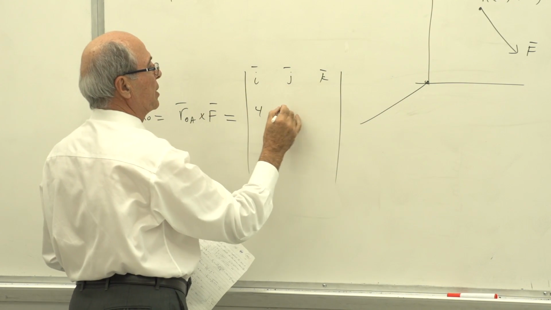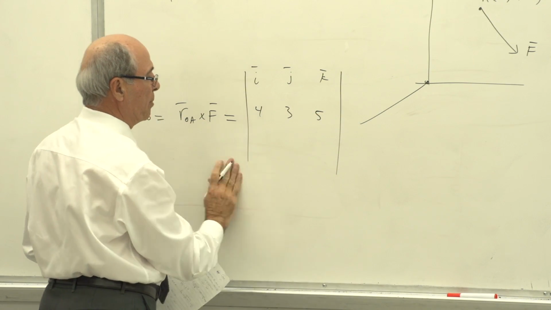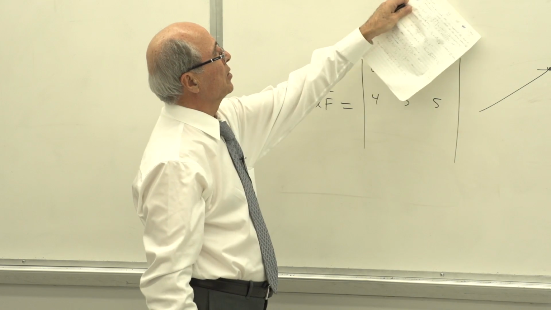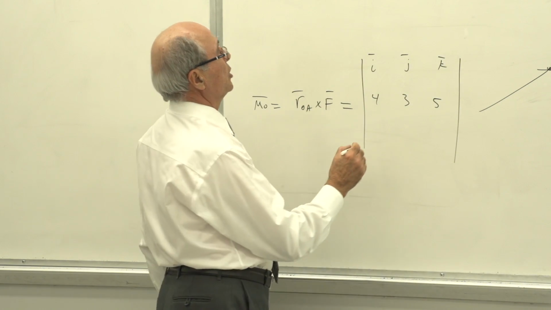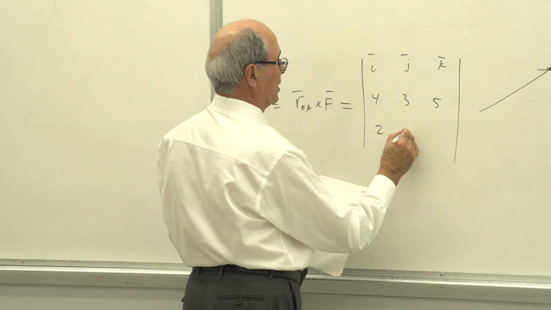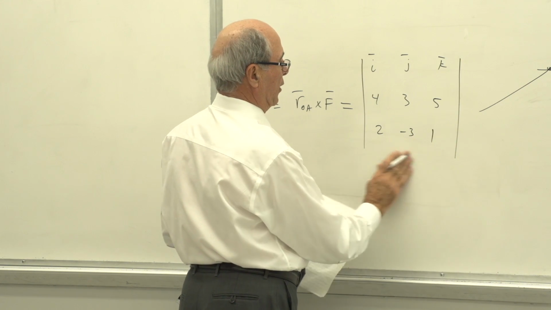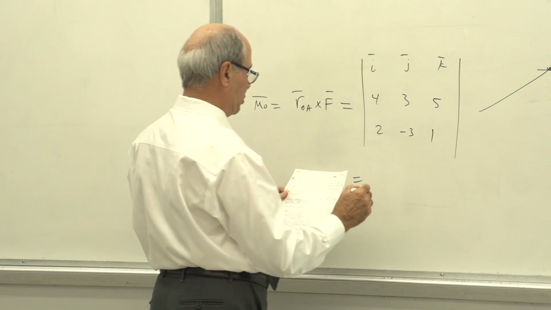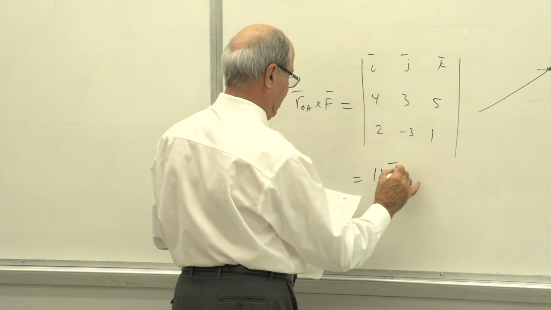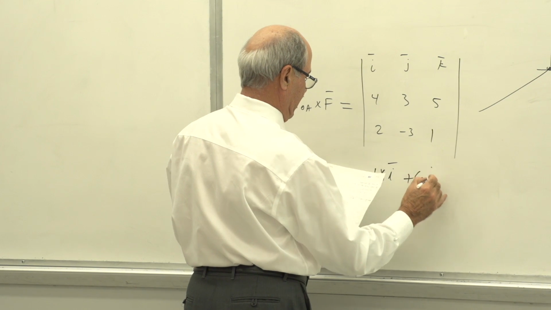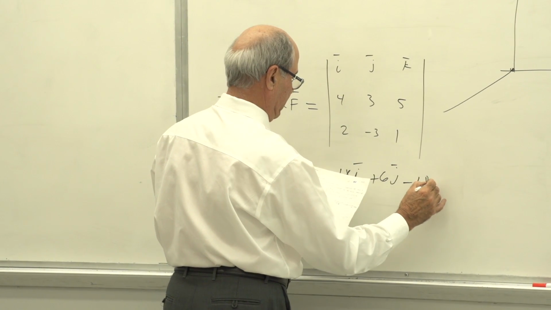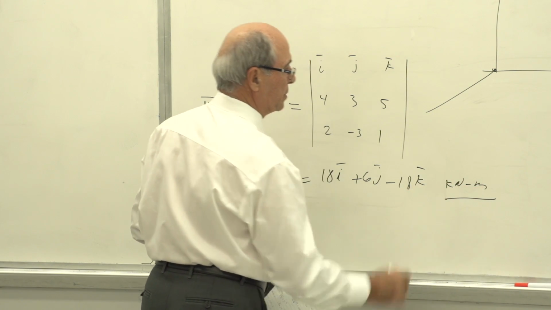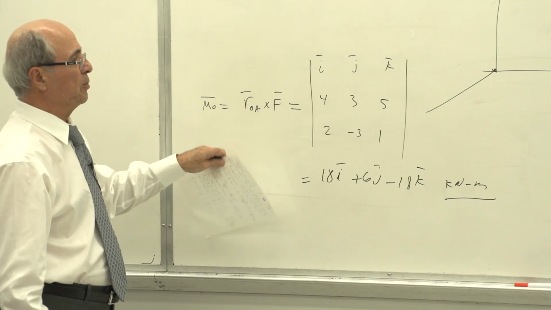I just made it very simple because I want you to get the idea. The numbers are not important. And then the components of the force, which are 2, minus 3, and 1. Of course, everybody knows how to expand this. When you expand this, it becomes equal to 18i plus 6j minus 18k. And the answer would be in kilonewton millimeter, which has a magnitude. This is the moment about a point.